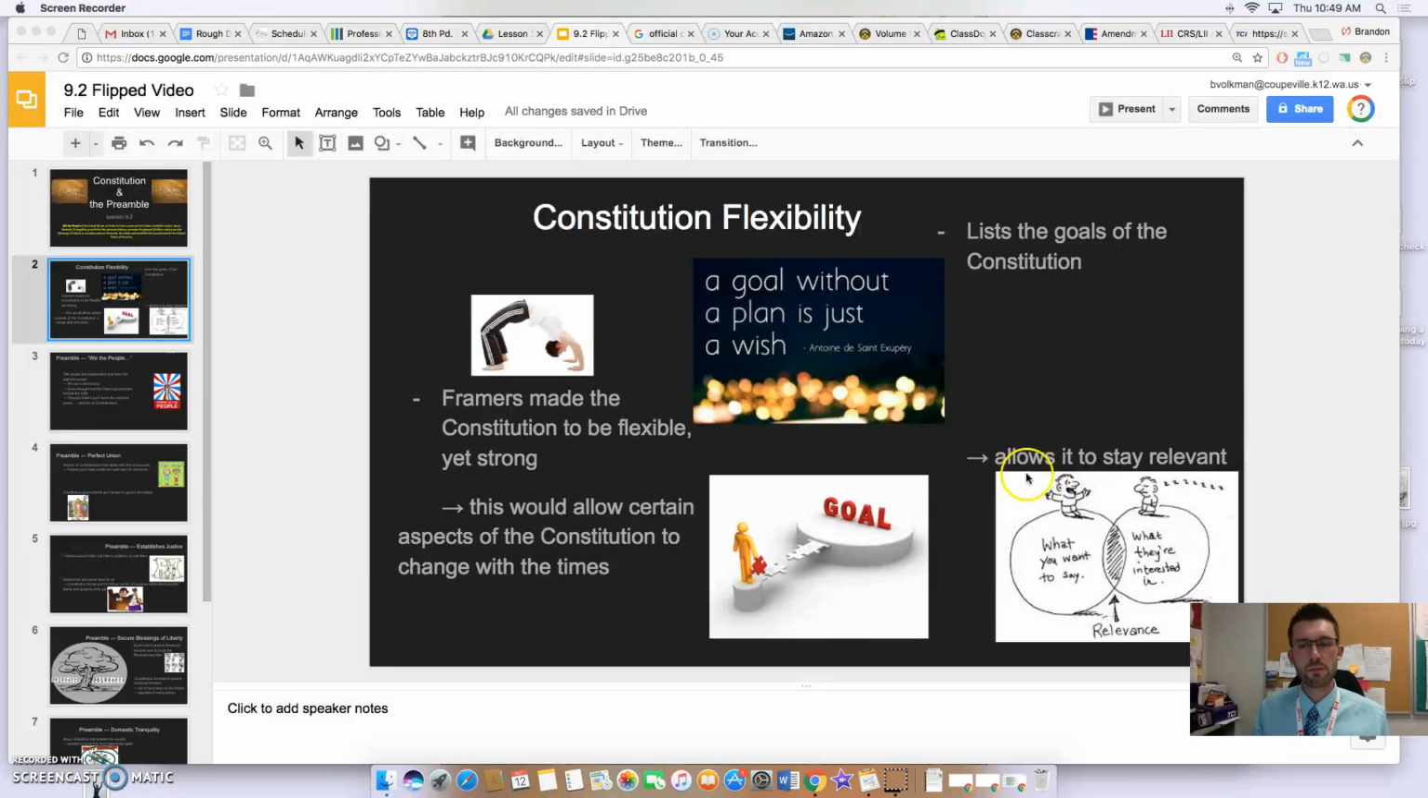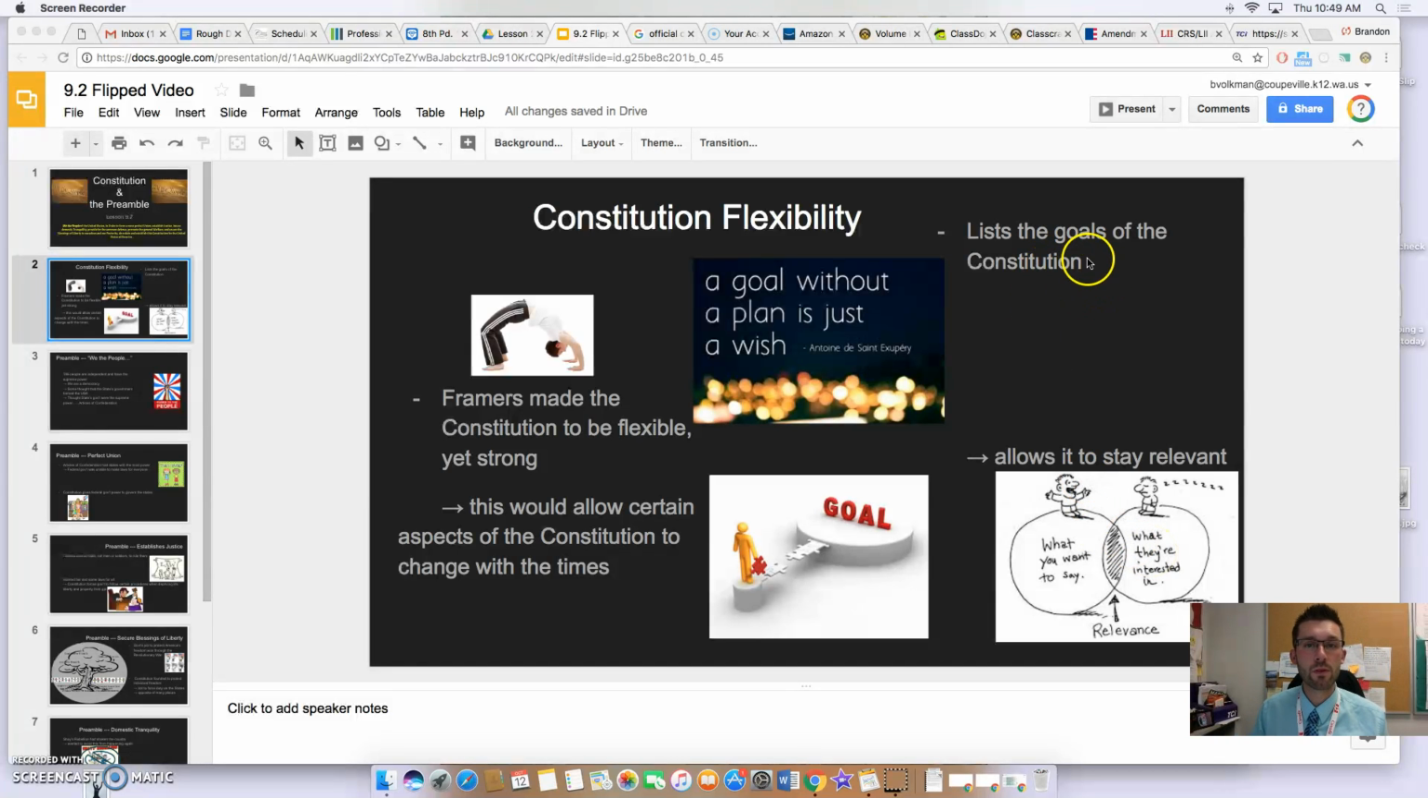The Constitution was also created in a flexible manner to allow it to stay relevant to the people that are living at the time. In a lot of ways, as the comic shows, government wants to say one thing, but the people aren't interested in it. The Constitution, with its flexibility and strength, allows it to stay relevant. So what the government says makes us interested.